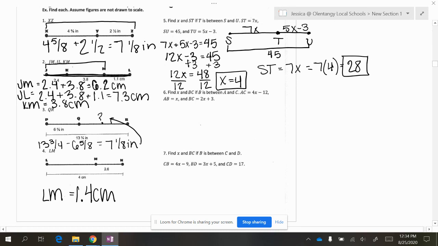Number 6, find X and BC if B is between A and C. So again, let's set up our picture. If B is between A and C. AC is 4X minus 12, so that's the whole length. AB is X, and BC is 2X plus 3.